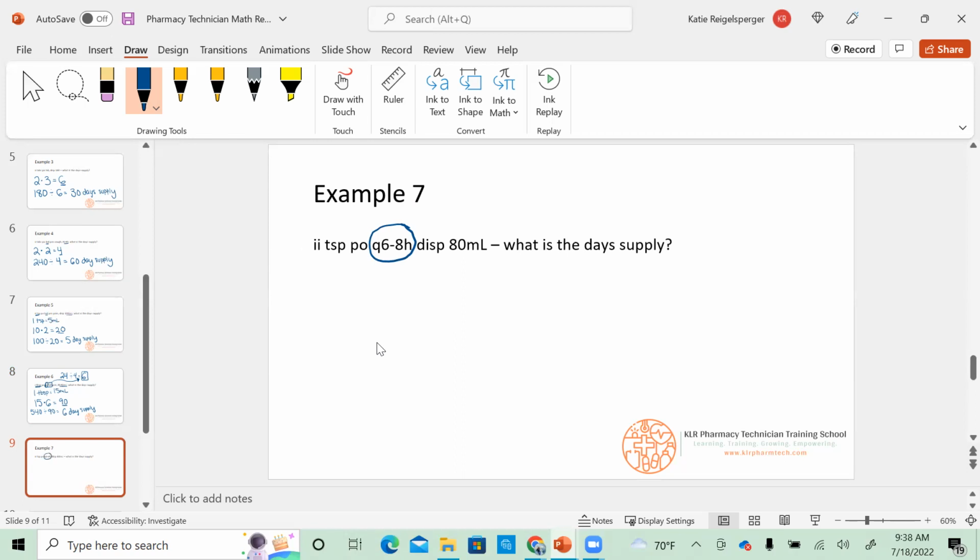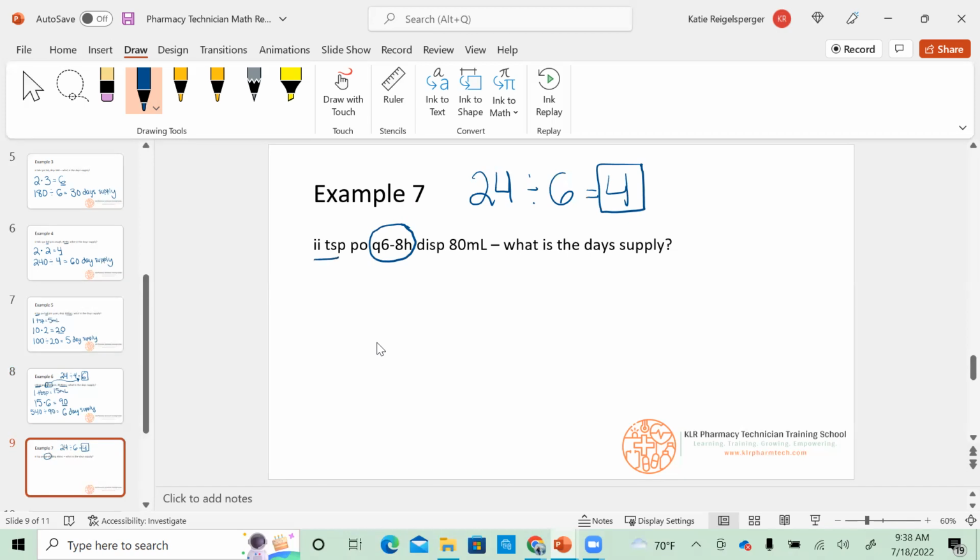In this case, it's every 6 hours, but we need to know how many times a day that is. To find that, we're going to take the total amount of hours per day divided by 6, which equals 4. So now we know that they take it 4 times a day.